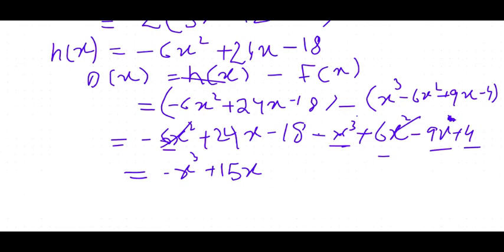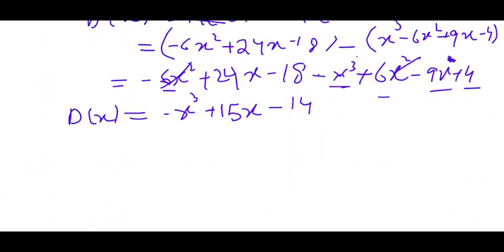So this is the distance function, h of x minus f of x. We have to find the critical points of d of x by setting the derivative of d of x equal to 0, to find out the critical points. So first of all, we take the derivative. We have minus 3x squared plus 15. So this is the derivative.